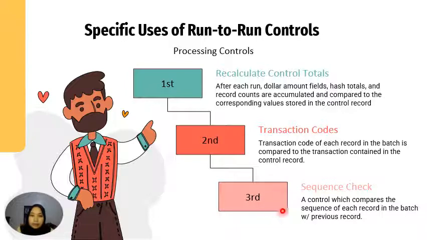The third specific use of run-to-run control is the sequence check. A sequence check is a control which compares the sequence of each record in the batch with the previous record. So this is specifically a control under the system of sequential master file, wherein the order of the transaction records in the batch is critical to correct and complete processing, because as the batch moves from one run to another, it must be resorted in the order of the master file used in each run. So this control ensures that proper sorting took place.